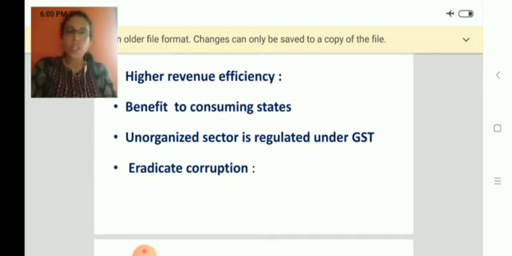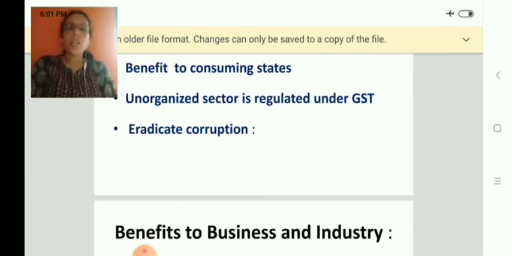As I told earlier, the GST collected by the central government will be divided among central and state. Whichever state has the corresponding sales, to that state the portion of GST will be allotted, apportioned. Therefore it is a benefit to the consuming states also.